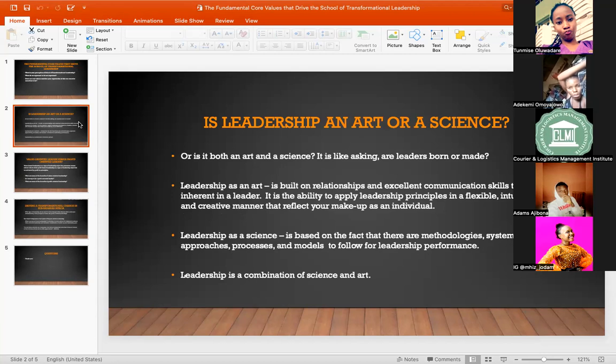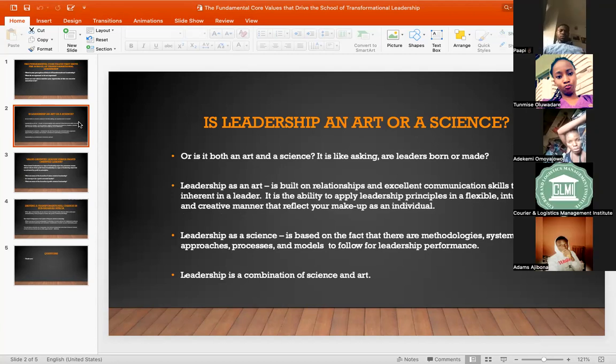Here we are confronted with a question: is leadership an art or a science? Now, when we say leadership is an art, what we are saying, in essence, is just like asking yourself the question, are leaders born or made? How do you want to answer that question? Do you want to say leaders are born, they are not made, or leaders are made, they are not born?